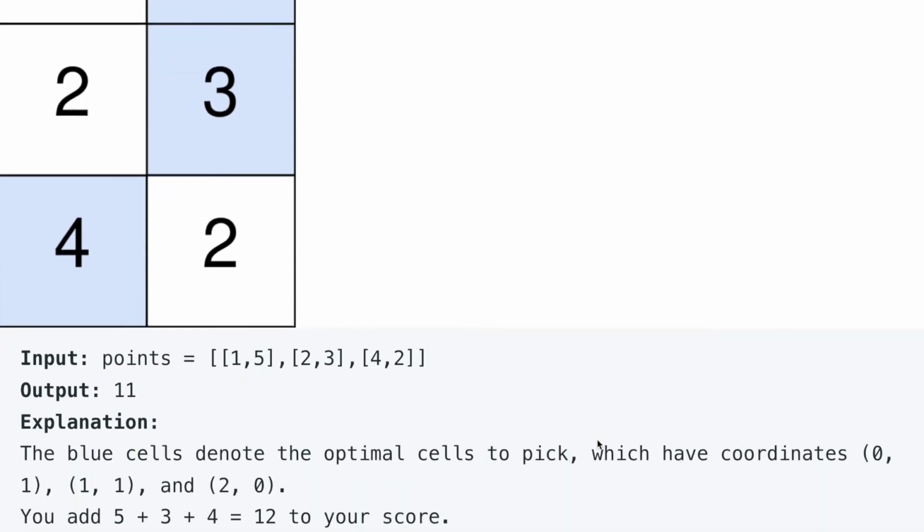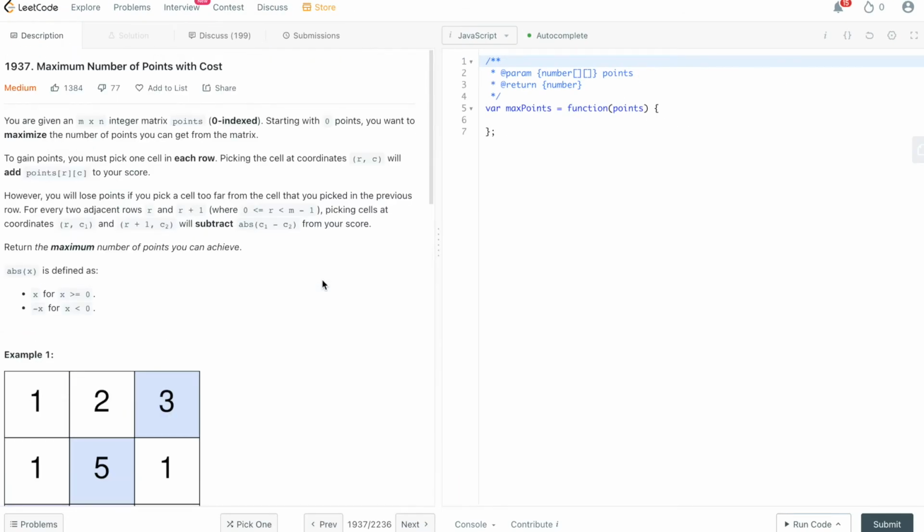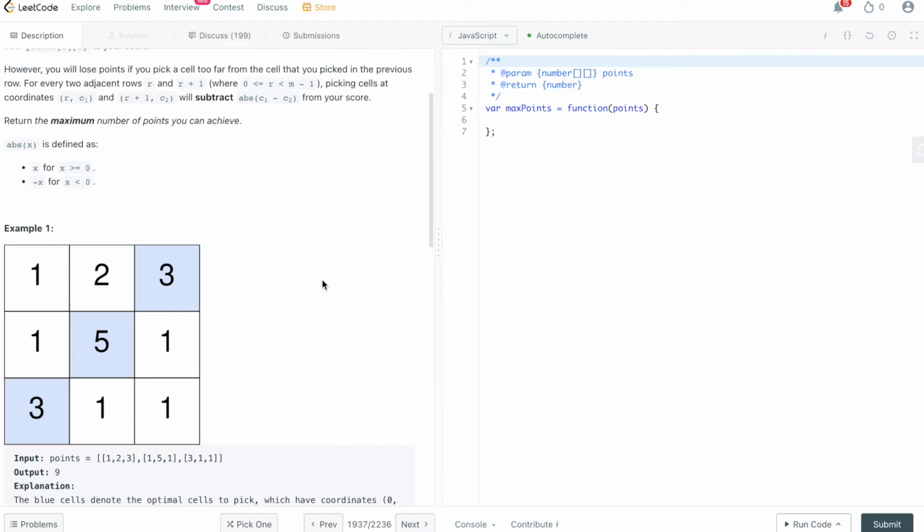Similarly, here we're choosing 5. We want to add 3 to it, which is great because we don't have to subtract any values because they're in the same column. And then we'd have to add 4 here, but we'd have to subtract 1 because it's towards the left. So how do we even begin to think about this problem? What techniques do we have that can help guide our solution?